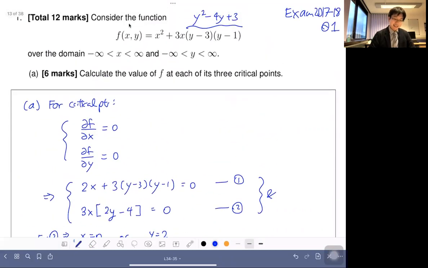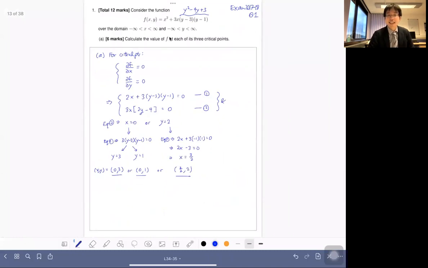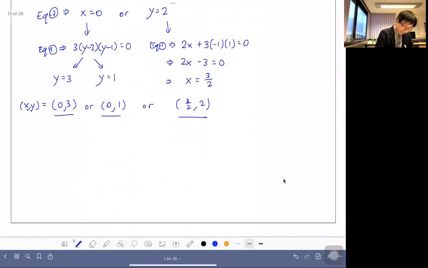Okay, so that's done. So I've calculated the values. Oh, be careful: this is not what the question is asking. So always be careful when you read the question, check that you have actually answered the question. Calculate the value of f. So I actually need f of these 3 points, right? So that's not too difficult.